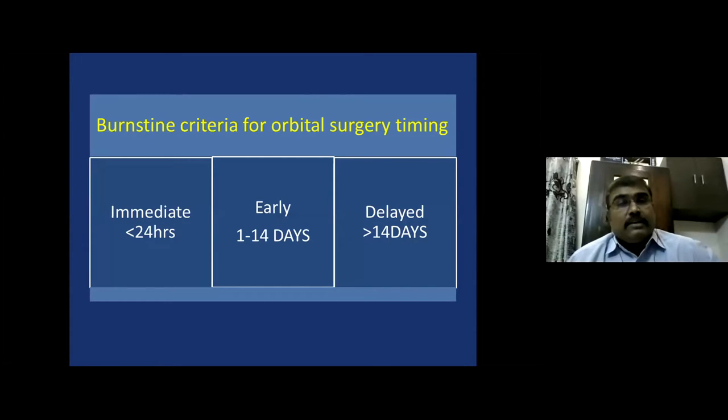So the Bernstein criteria for orbital surgery timing has 3 categories: immediate, which is less than 24 hours, mostly for fractures presenting with significant diplopia and significant compromise in the globe position, and white eye blowout fracture comes under this category. And the early approach is 1 to 14 days, in which there is no significant improvement after waiting for a considerable time, for conditions like diplopia or inferior orbital anesthesia. And the delayed approach, where the diplopia and other conditions seem to improve, then we can wait and watch.